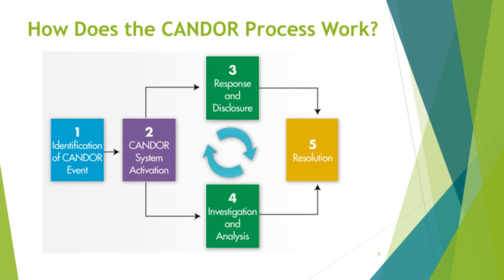This next slide just kind of gives you an overview of how the CANDOR process works. Well, typically you identify an event, and that's the best way to start implementing it. Once you identify an event, then you go through the CANDOR system activation within the modules that I showed on the previous slide, and then you do the response and disclosure, investigation, analysis, and then you do the resolution. And those can circle back around until you come up with an improvement for the system or the process that might have been broken that led to an event potentially occurring or an event actually occurring.